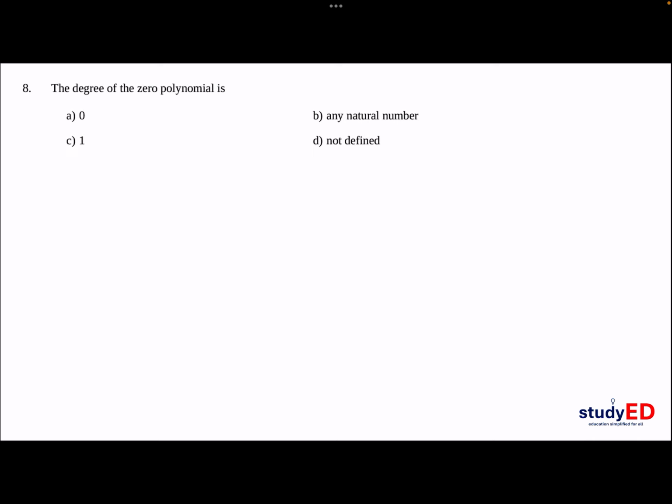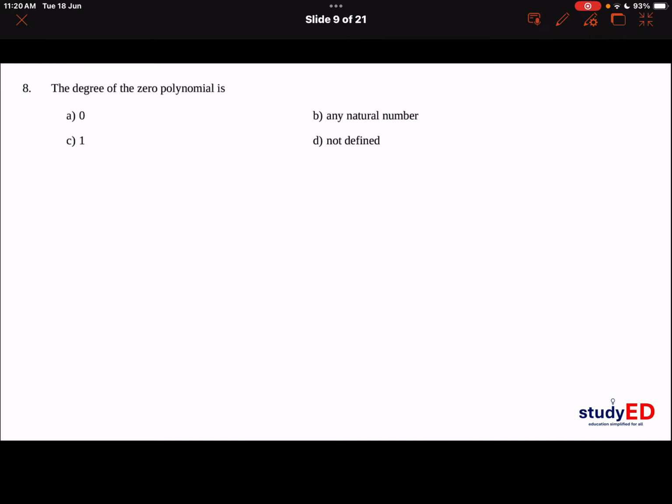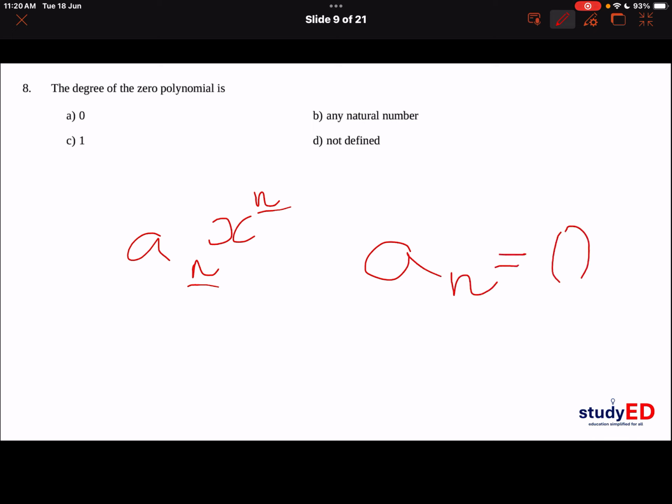Degree of a zero polynomial. Now, the form of a polynomial is a_n x^n, where n is supposed to be a natural number. When it is a zero polynomial, a_n is 0. Now, the biggest value for a non-zero a_n is infinite, or somewhat around negative infinity. All integers are bigger than negative infinity.